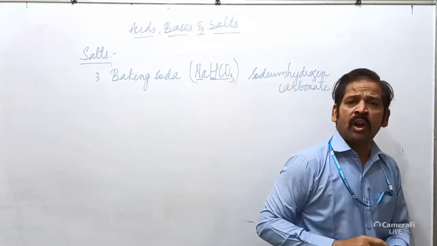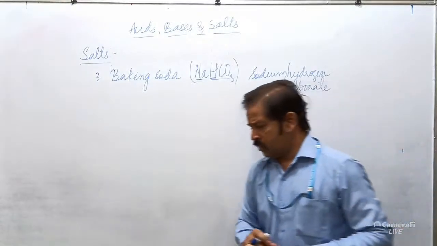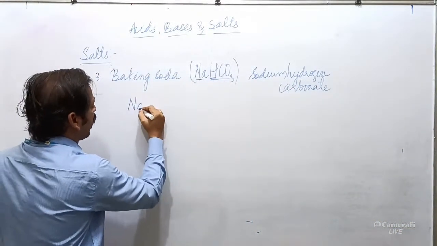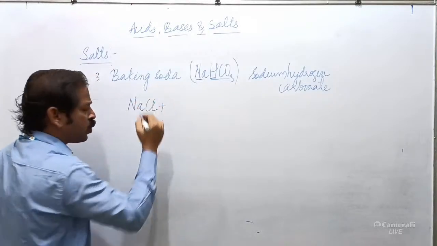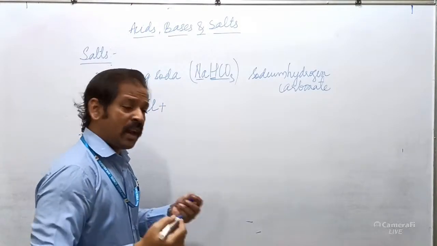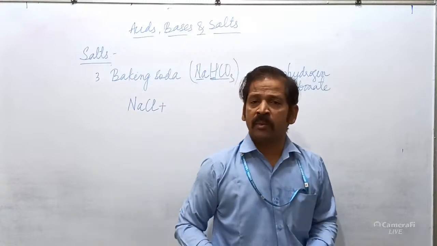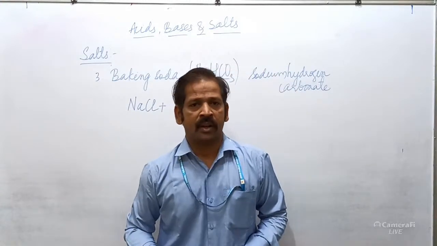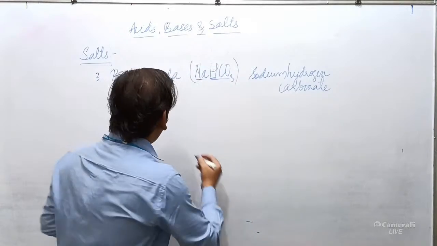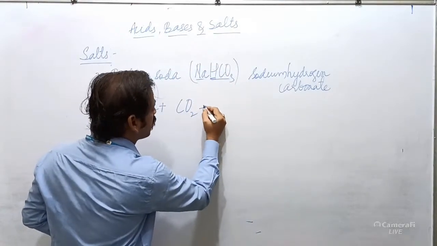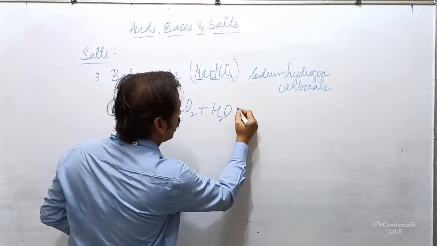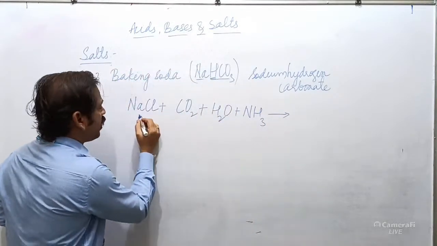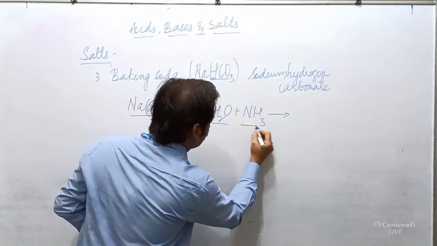How has this salt been prepared? Once again we go to sodium chloride, because it has a lot of uses and is used to make multiple products. Sodium chloride reacts with carbon dioxide, water and ammonia.